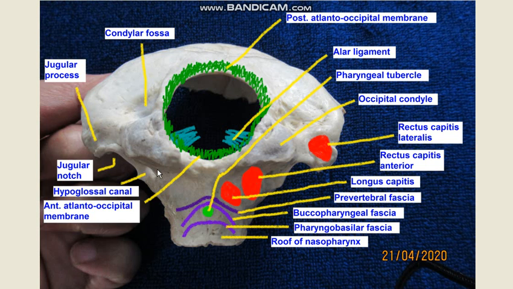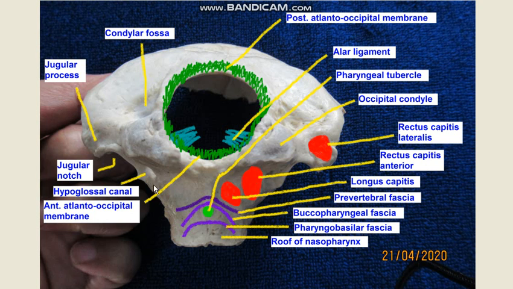So this is the hypoglossal canal. It has an inner opening somewhere here, and it has an outer opening. So this is the opening of the hypoglossal canal. It perforates the condylar part of the occipital bone through and through, and this prominence over here is the jugular process, and this groove in front of the jugular process is the jugular notch.